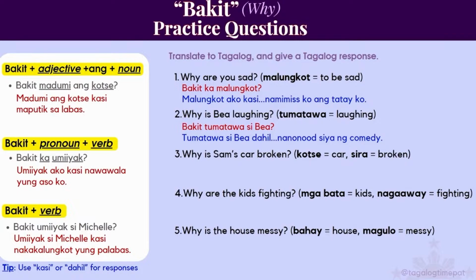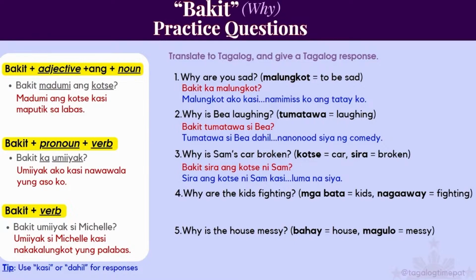Next, why is Sam's car broken? Kotse is car, sira is broken. Bakit sira ang kotse ni Sam? So this one kind of falls under the rule number 1, bakit, and then adjective, and then ang, and then the noun, kotse. And then ni Sam just indicates the ownership of Sam. So, bakit sira ang kotse ni Sam? Response could be, sira ang kotse ni Sam kasi luma na siya, because it's old. Sira ang kotse ni Sam kasi luma na siya.